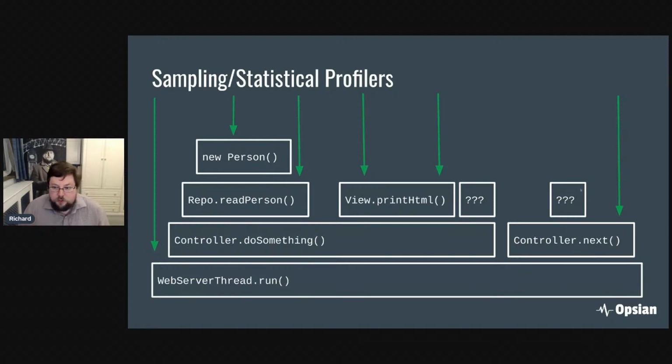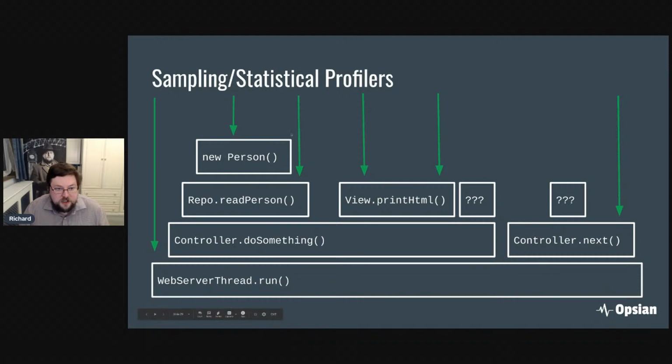This is an example little application of flow here. We've got a web server that's running, controllers doing something. We're reading a person out of a repository, instantiating a constructor, doing a few different things. These boxes here are question marks because obviously if you have an infrequently used method, it won't show up in your profiler necessarily. The green arrows coming down here are to indicate the periods in time which you sampled the stack trace.